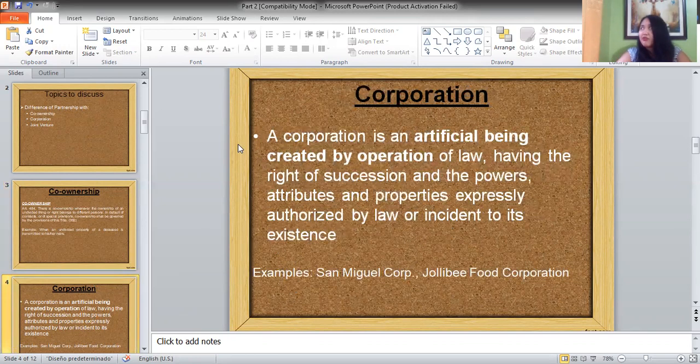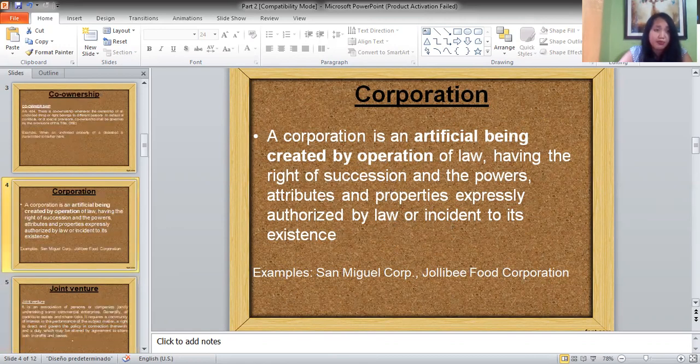So another thing that we have to differentiate from a partnership is a corporation. The definition of a corporation is an artificial being created by operation of law, having the right of succession and the powers, attributes, and properties expressly authorized by law or incident to its existence. An example of corporation, di ba? Ang daming corporation: San Miguel Corporation, Jollibee Food Corporation, Ayala Corporation. And we are going to differentiate that with partnership later.